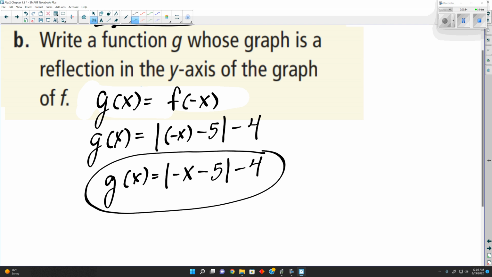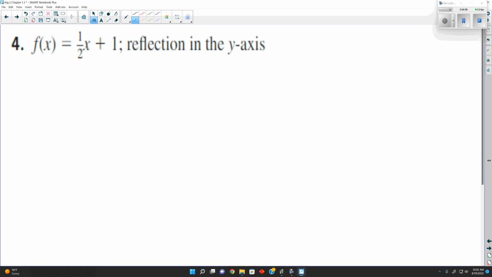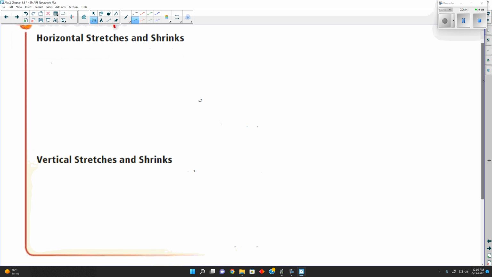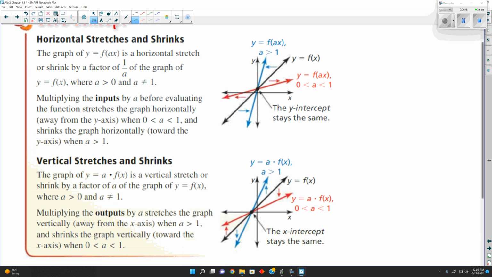Any other questions on these here with reflections across the x or y axis? Do we feel comfortable with the reflections across x and y? Okay. If we feel comfortable with that there, we'll look at these next two here. Horizontal and vertical stretch.